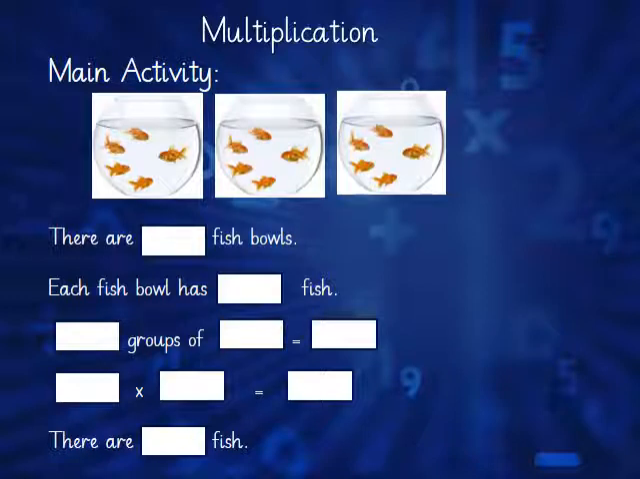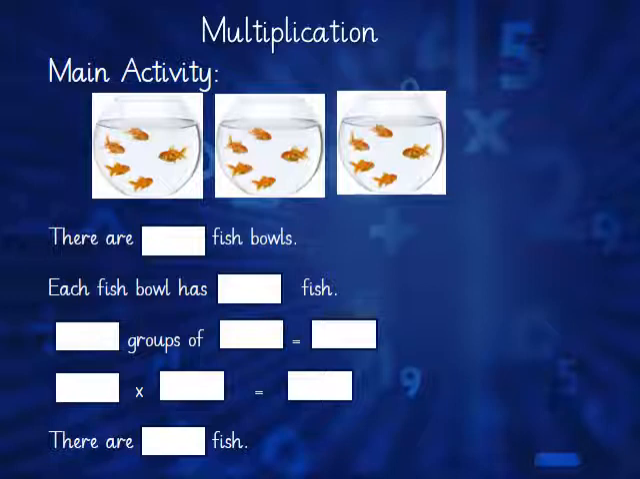Well, let's do some more practice regarding multiplication. Look at the given picture very carefully and complete the given statements. There are dash fish bowls. Each fish bowl has dash fish. Dash groups of dash is equal to dash. Dash multiplied by dash is equal to dash. There are dash fish. Take your time, complete the statements and match your answers later on.